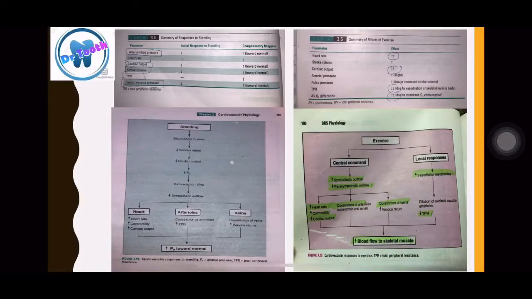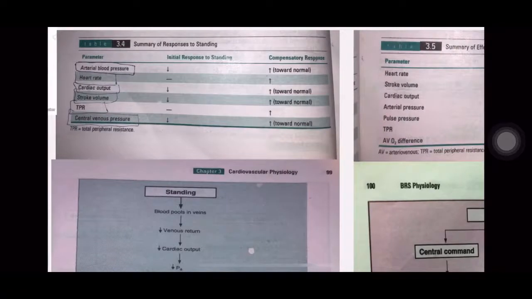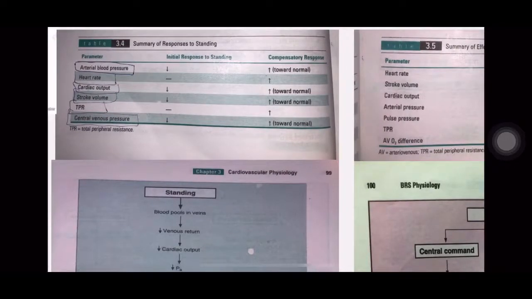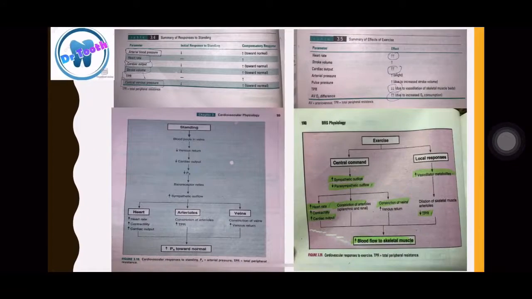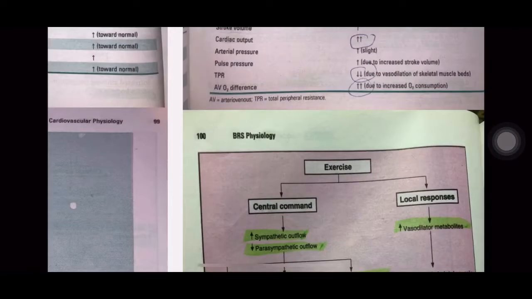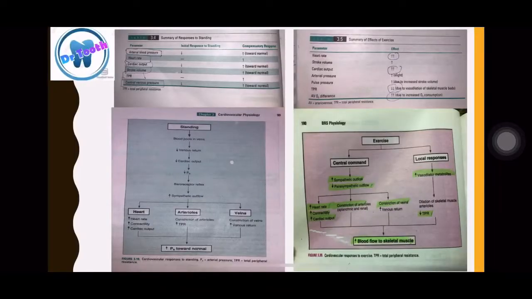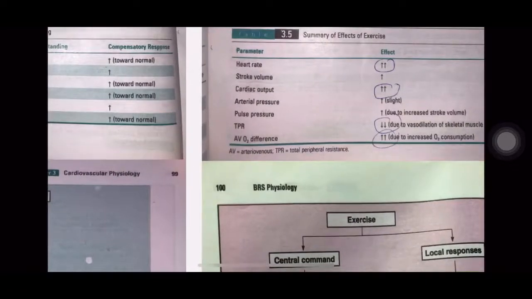Then we have a few other tables. Summary of response to standing. There is an MCQ in Rabia regarding that, so this is also an important thing. This is an algorithm of standing. This is also a table of exercise, summary of effects of exercise.